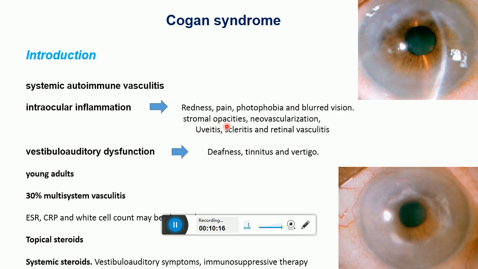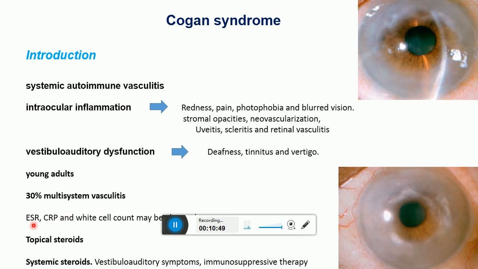Deeper opacities, corneal neovascularization, mid-stromal vascular loops then ensue, often with central progression. Here you can see mid-stromal vascular loops, and there are deeper opacities and central progression. Uveitis, keratitis, retinal vasculitis may develop.